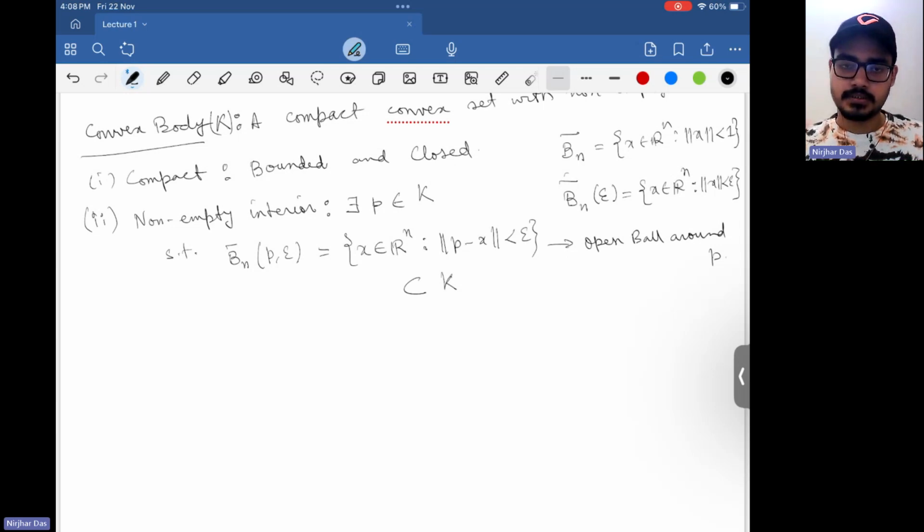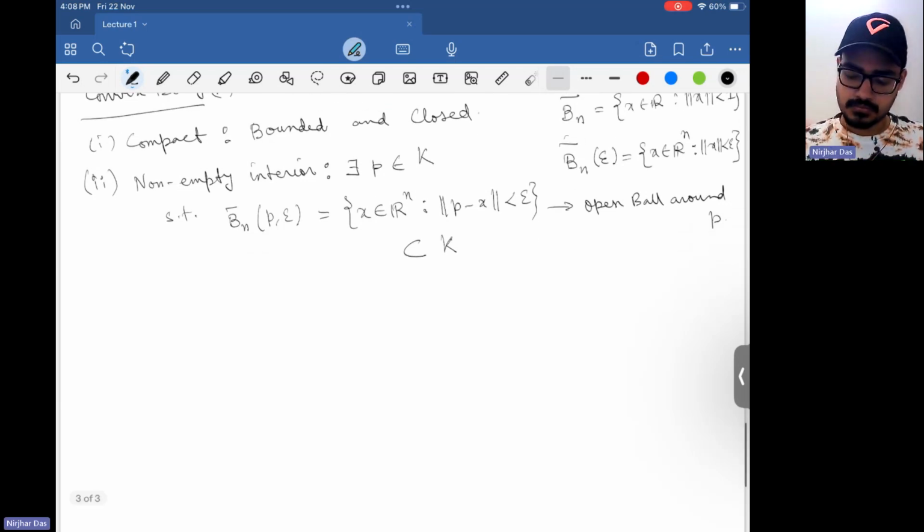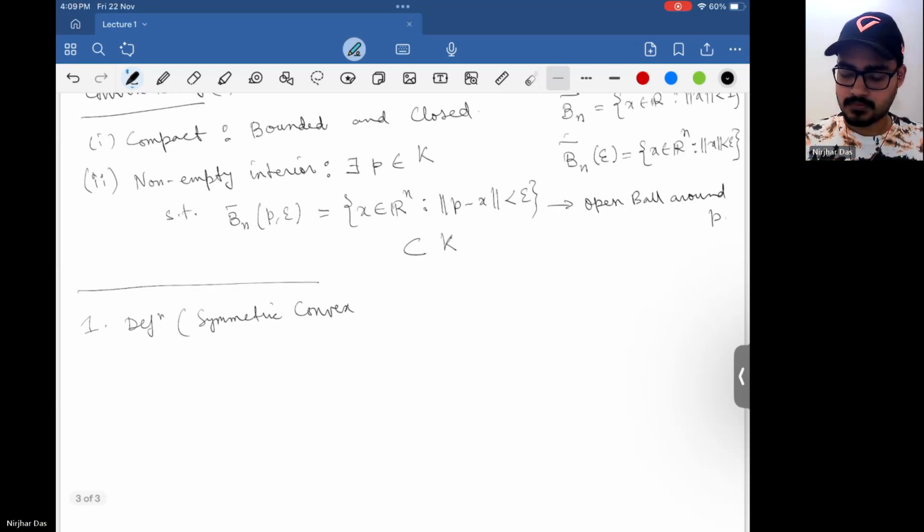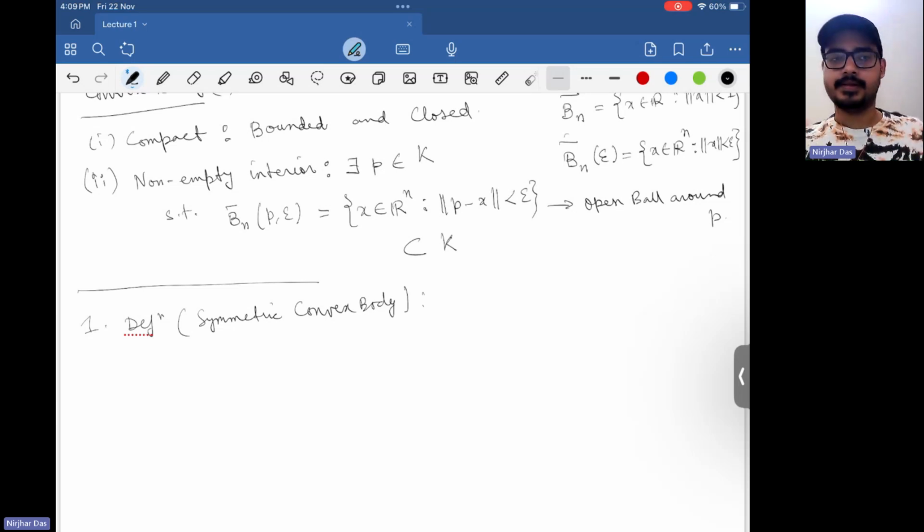So these are the two basic aspects of a convex body and how this is a subset of convex sets that we have seen. And now this convex body is what we will primarily focus on. So I'll now define certain operations on a convex body. First we have this definition: symmetric convex body. So a symmetric convex body means that if you have a point x in the convex body, then the point minus x also lies in the convex body.